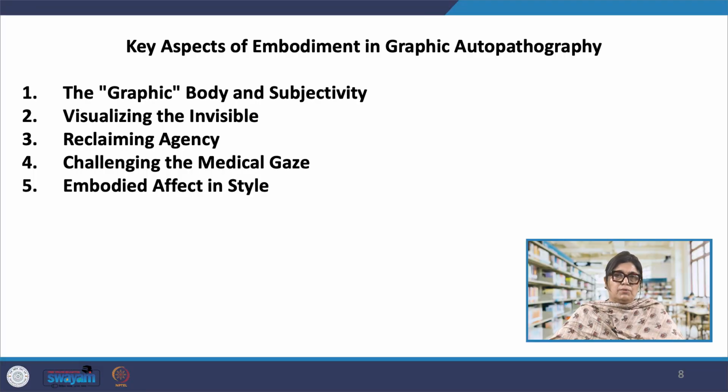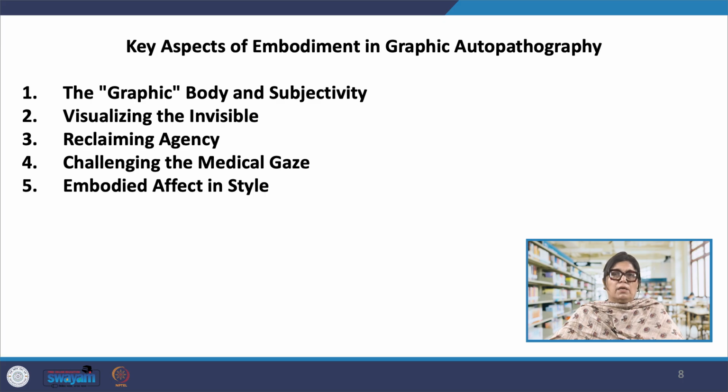Now, let us see the key aspects of embodiment in graphic autopathography. The graphic body and subjectivity. The visual nature of comics allows authors to represent the lived body, an experience of health and illness that is subjective, visceral, and often unrepresentable in words alone. Visualizing the invisible. Graphic memoirs use visual metaphors, colors, and panel structure to convey internal states such as chronic pain, neurological distress, or mental health struggle, which are otherwise hard to communicate.